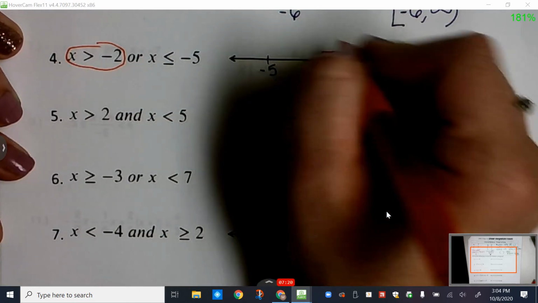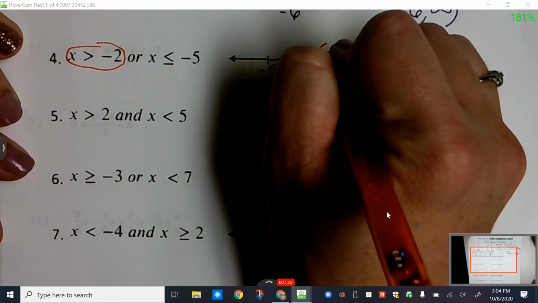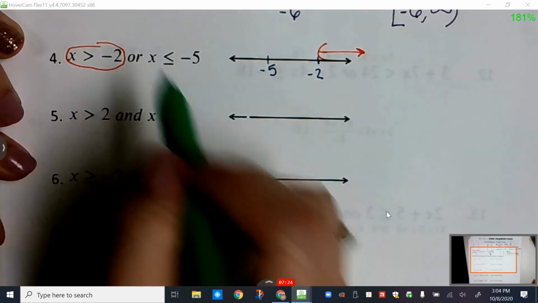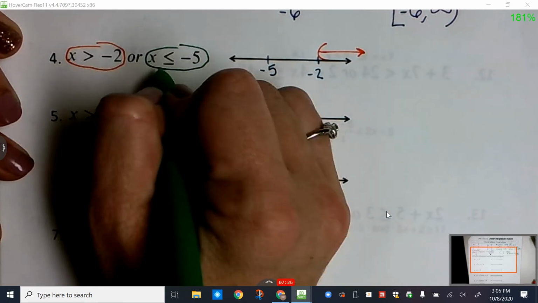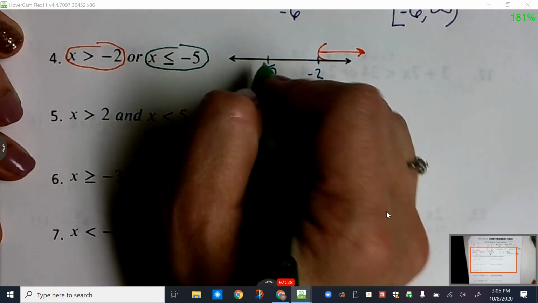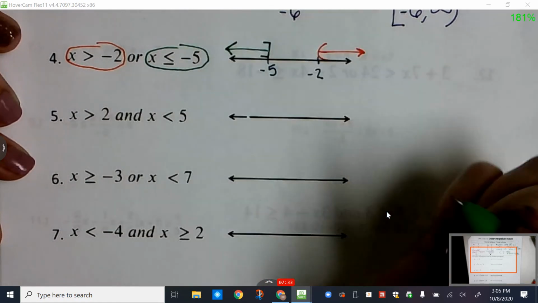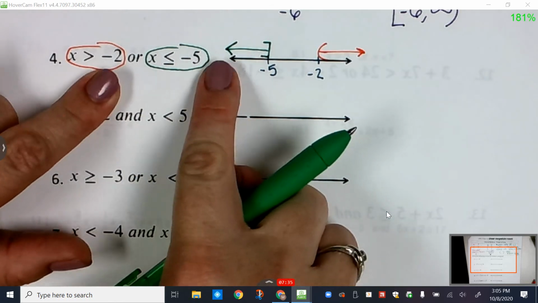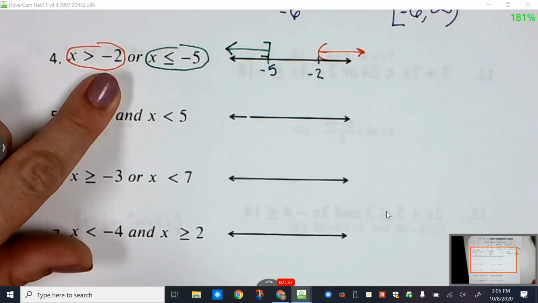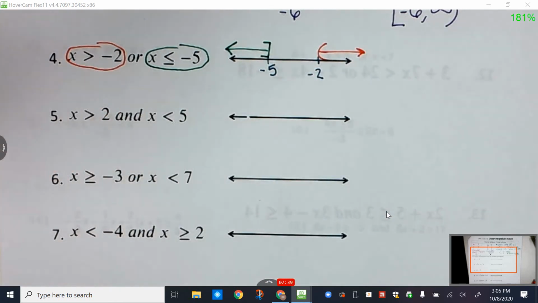Greater goes to the right. It's not equal to, so it's a parentheses. X is less than or equal to -5. So less is to the left, equal to is a bracket. Now this is or, so it can satisfy one or the other. Okay, so it's okay that they don't touch because it's anywhere it's shaded.